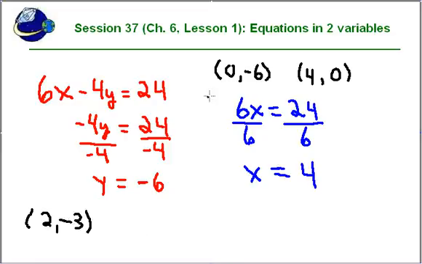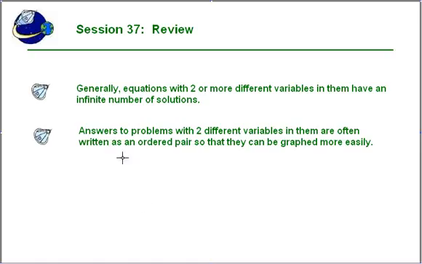So the key here is in finding a value for x, plugging that into the formula, and finding out what the subsequent value of y would be. And then on the other side, you can stick in values that you would like for y, and then calculate what the x value would be. Generally speaking, equations with two or more different variables in them have an unlimited, or an infinite, number of solutions. Answers to problems with two different variables in them are often written as an ordered pair so that they can be graphed more easily. That then is a quick look at equations that contain two variables.